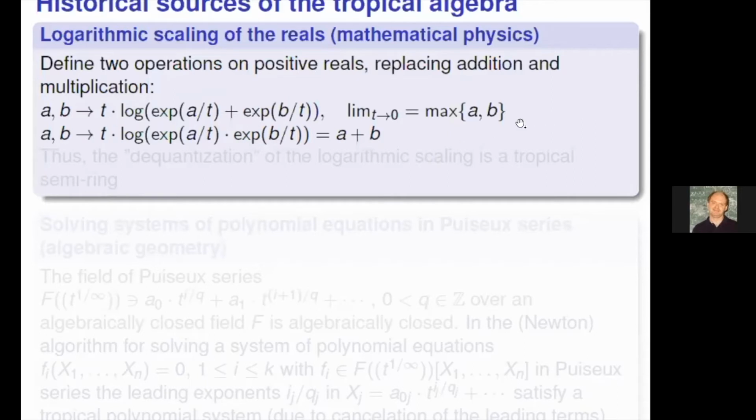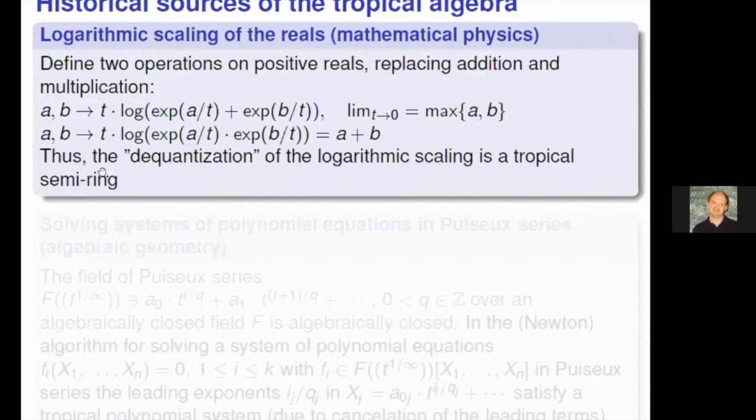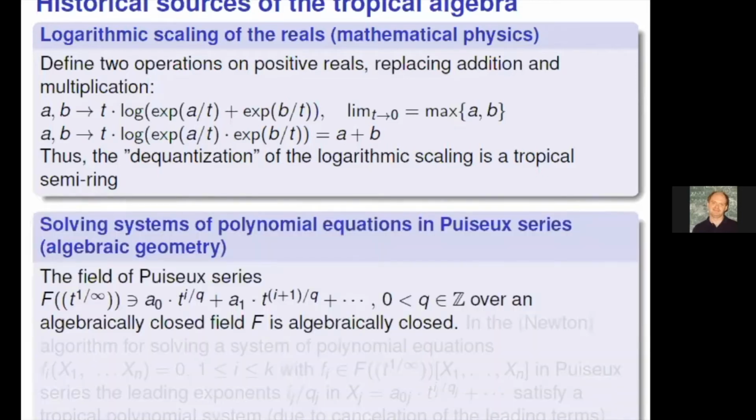And I don't dwell on the details, but they claim that they simplified the problem essentially. And so somehow when you tend t to 0, this is somehow dequantization, and then you come to the tropical semi-ring from this maybe exotic operations, and then from the dequantization and from the behavior of the equations and their solutions in the tropical world, they get some information about the behavior for the initial equations. This is one source. I do it very briefly, really.